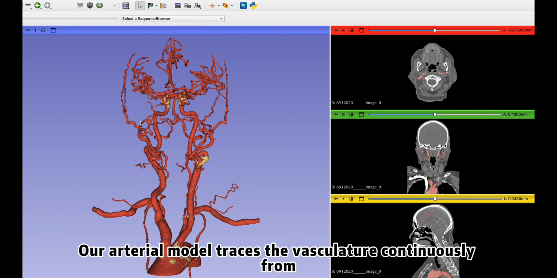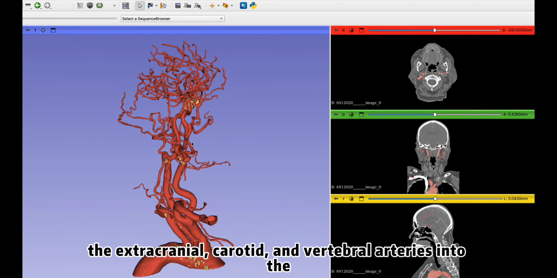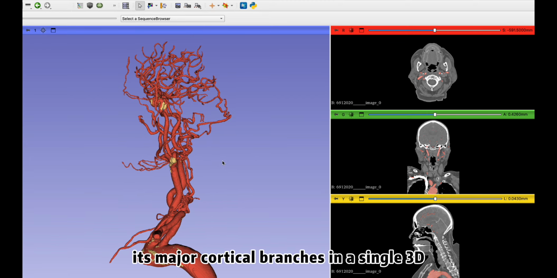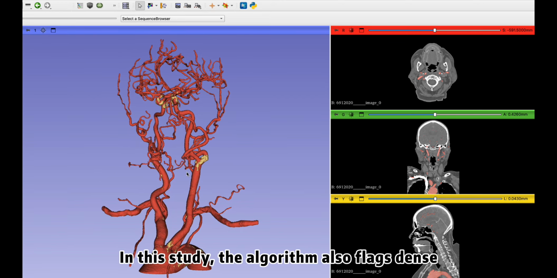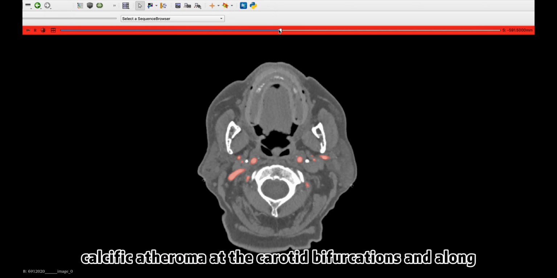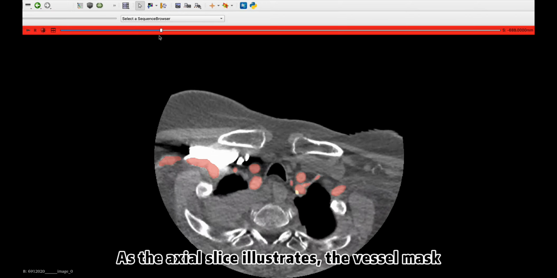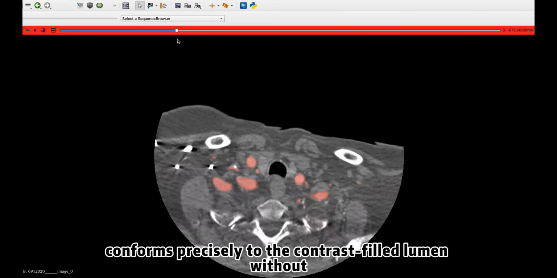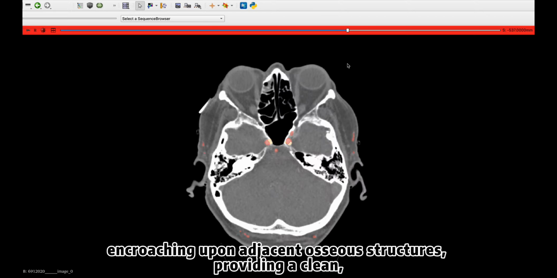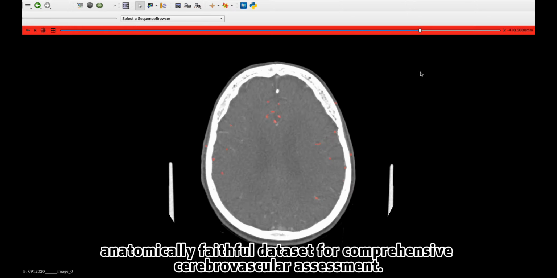Our arterial model traces the vasculature continuously from the extracranial carotid and vertebral arteries into the intracranial circulation, capturing the circle of Willis and its major cortical branches in a single 3D model. In this study, the algorithm also flags dense calcific atheroma at the carotid bifurcations and along the proximal internal carotid arteries. As the axial slice illustrates, the vessel mask conforms precisely to the contrast-filled lumen without encroaching upon adjacent osseous structures, providing a clean, anatomically faithful dataset for comprehensive cerebrovascular assessment.